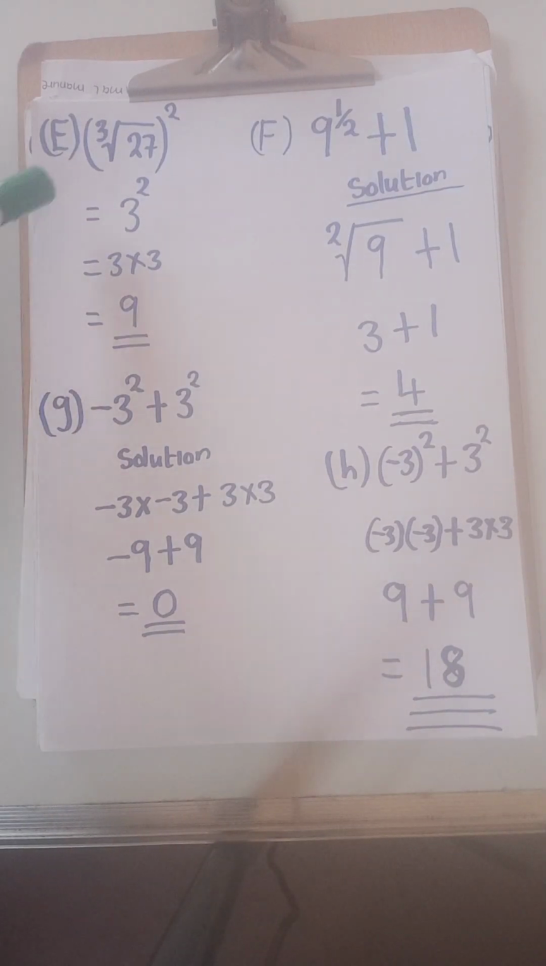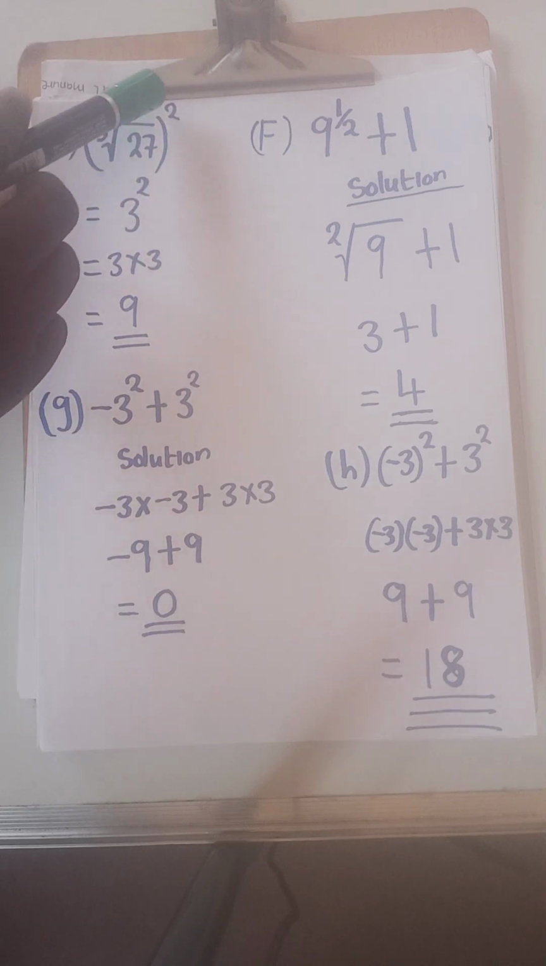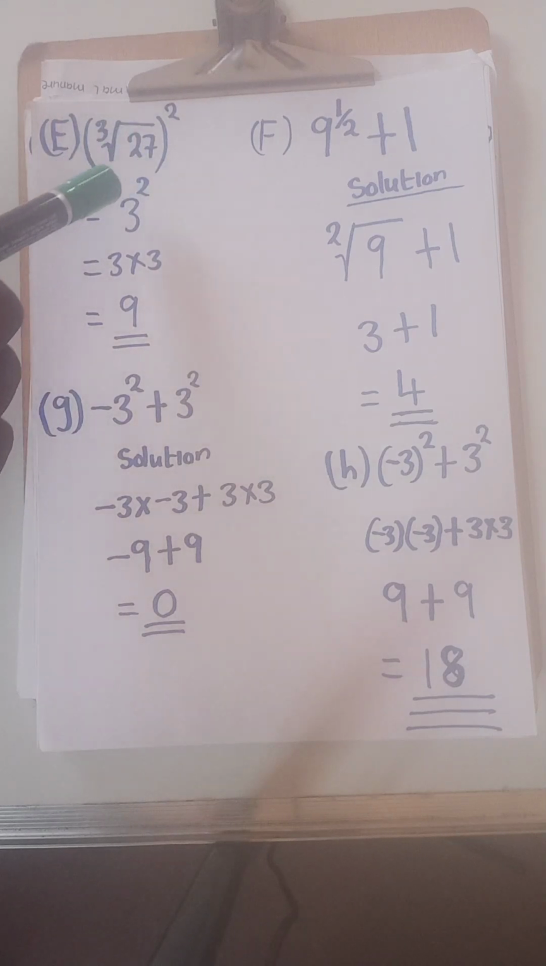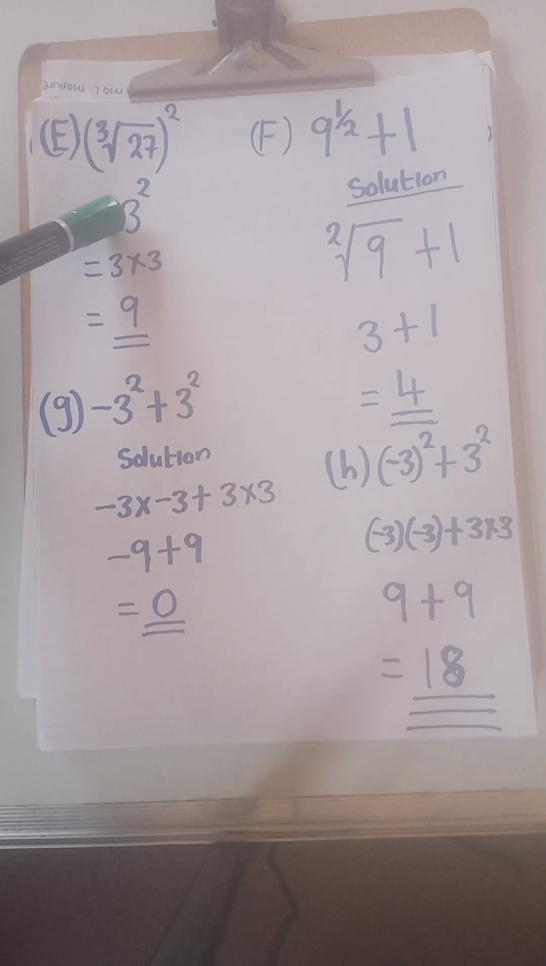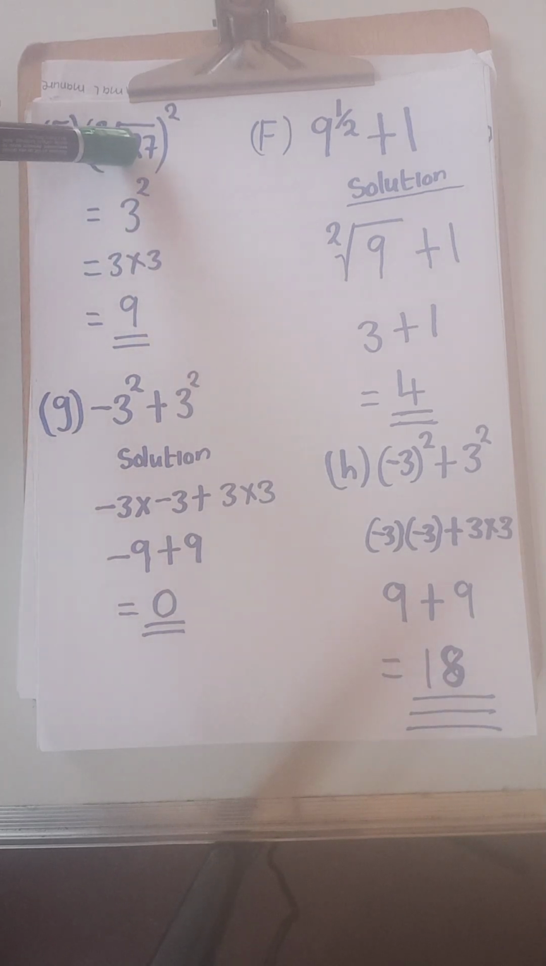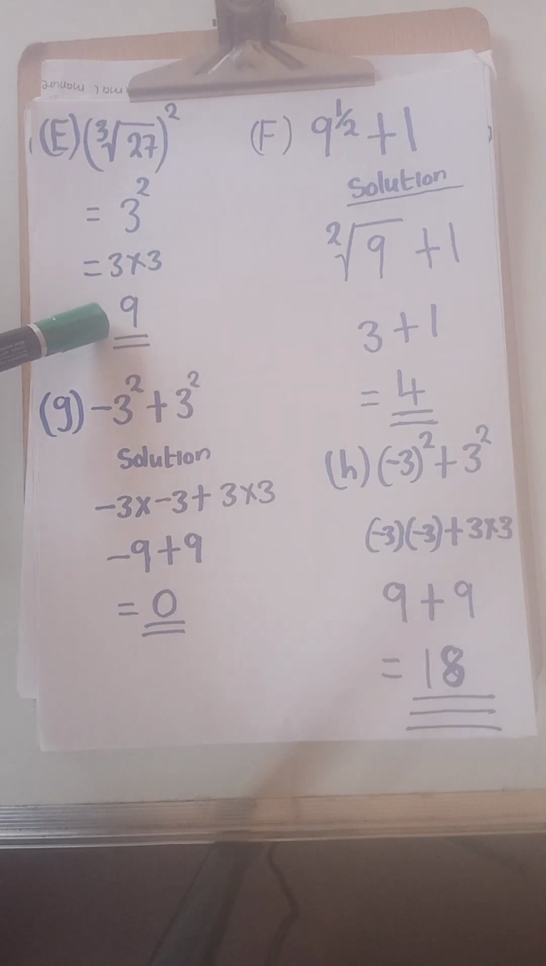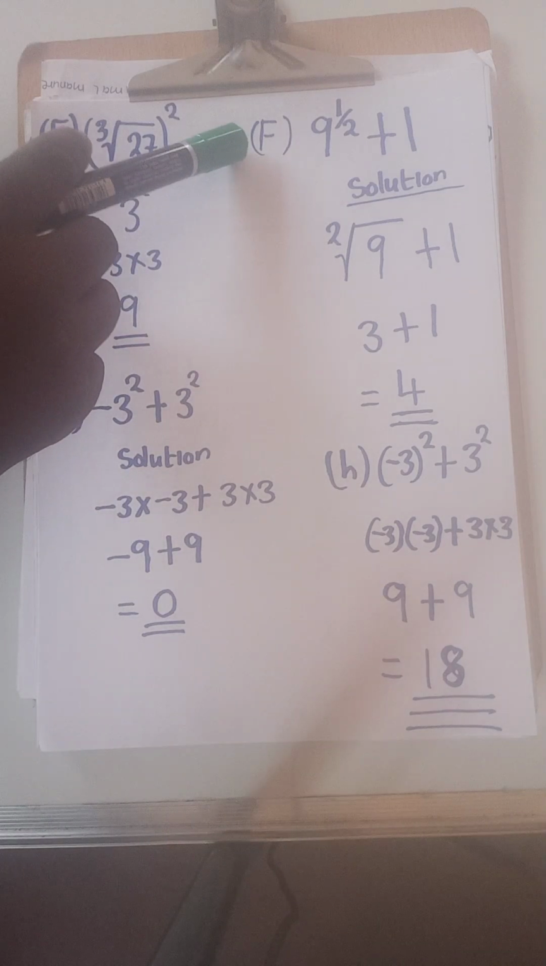Question E. Open brackets, cube root of 27, close, to the power 2. So you look for a number that, when you multiply it 3 times, you should be able to get 27. So that number is what? 3. And there is a power, which is what? 2. So 3 squared is equal to 3 times 3. What is 3 times 3? It's 9.